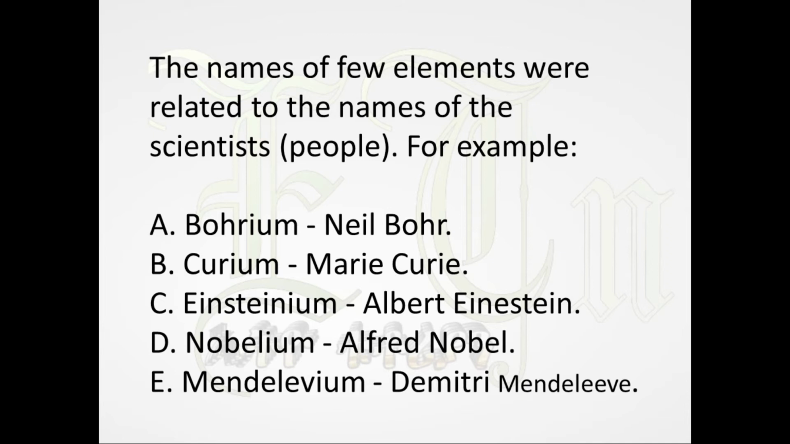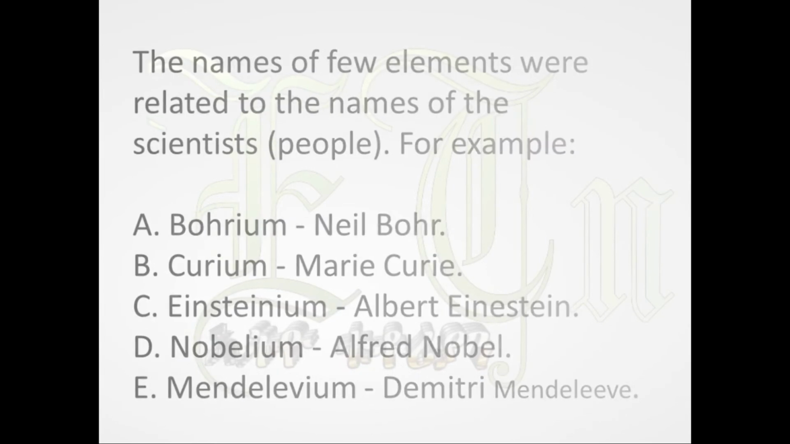The names of few elements were related to the names of the scientists or people. For example, A. bohrium, Niels Bohr; B. curium, Marie Curie; C. einsteinium, Albert Einstein; D. nobelium, Alfred Nobel; E. mendelevium, Dmitry Mendeleev.